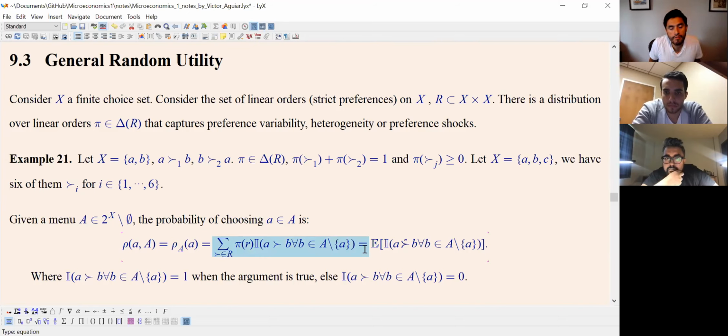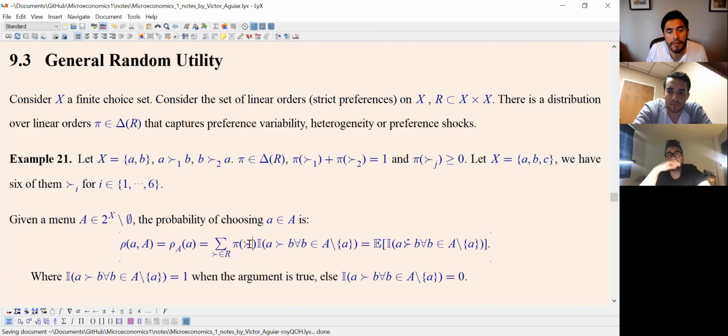But another way to think about it is a mixture, right? You're summing up here, what are you summing up? This is basically the probability of each ranking. Sorry, I didn't change this part.